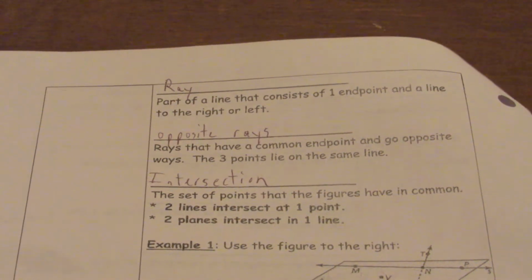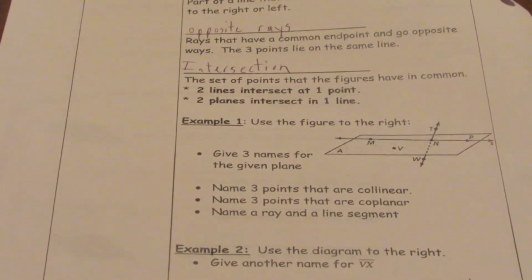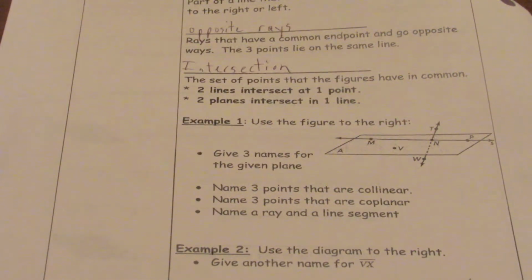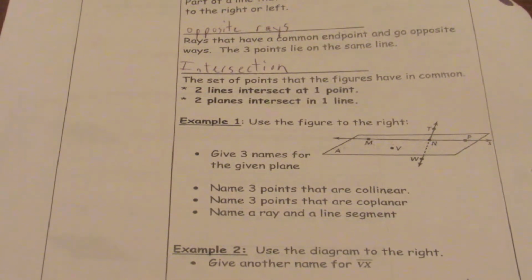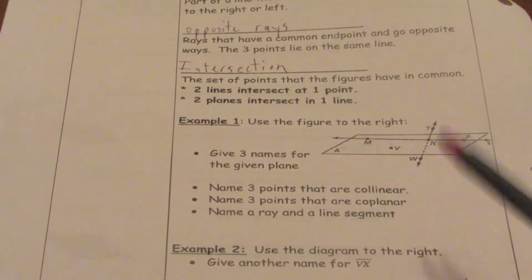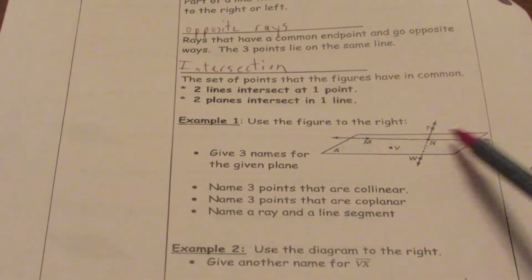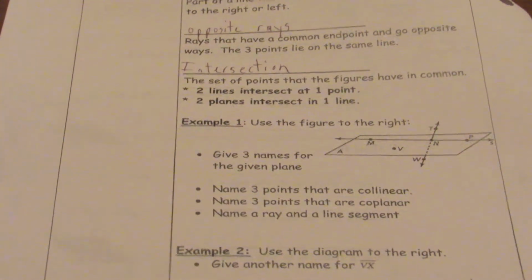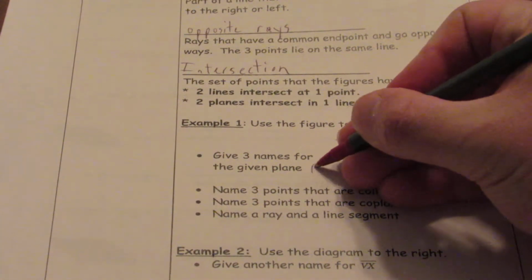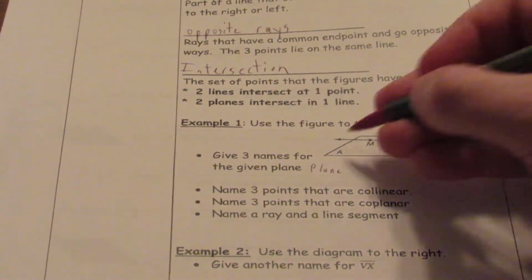So then we're going to look at naming some things in our examples here. Okay, so example 1, we have the figure here, and we're going to use that to name some things. So it says give 3 names for the given plane. So I want 3 points that don't share a line and are on this plane. Right? So one name for that would be plane MVN.